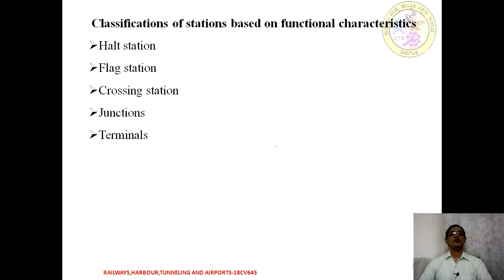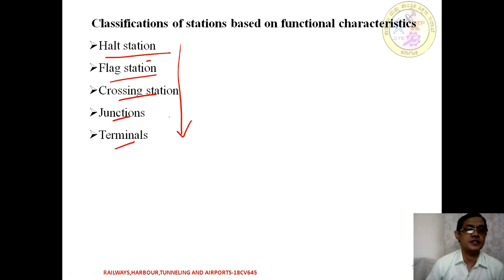There will be different types of stations according to function. We can classify the railway station. We just observed what a station is and what functions are to be done. Based on the classification, which is based on function, the first one is called a halt station, next is a flag station, the crossing station, junctions and terminal. As we know, the importance increases from halt station to terminal, because the number of facilities to be provided is much more important in the case of junctions and terminal as compared to the halt station.